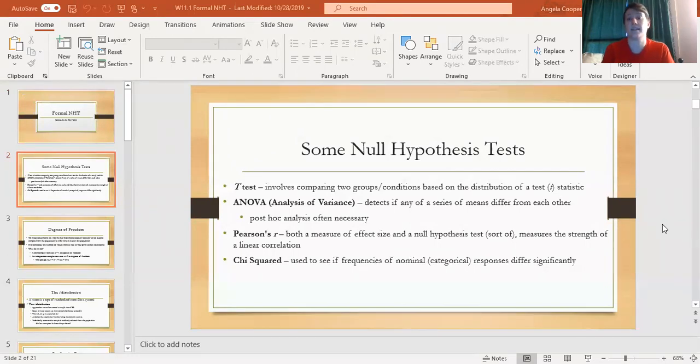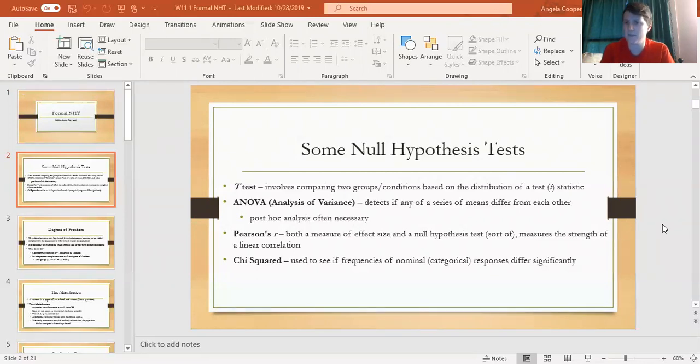A common one is a t-test. So this is where we're comparing groups based on the t distribution. Every t-test has a different distribution based on the sample size. So if you have a sample size of 30 for a t-test, that would be different than the distribution for a sample size of even 29 or 31. Again, we're using this to compare two groups.